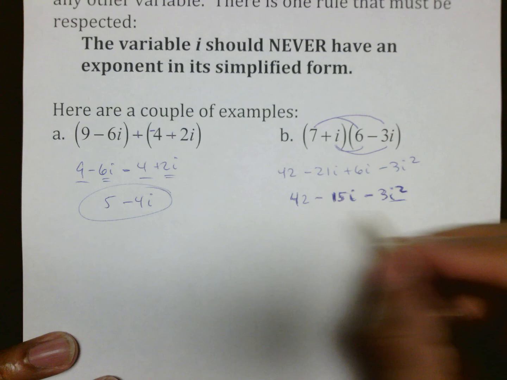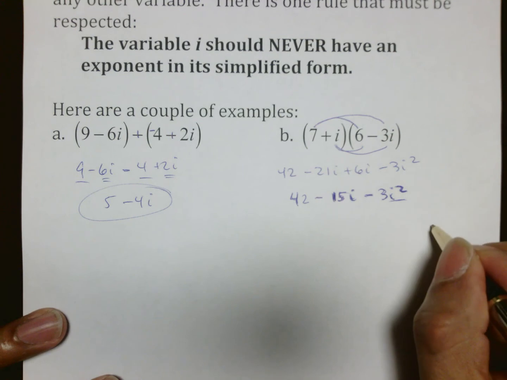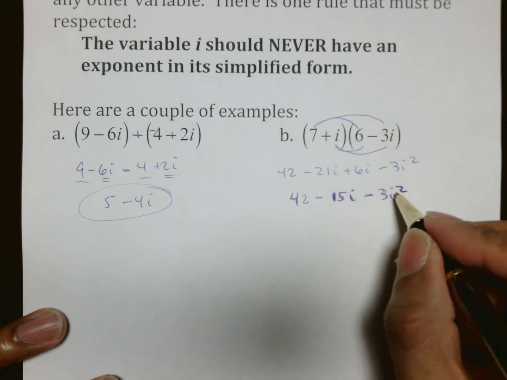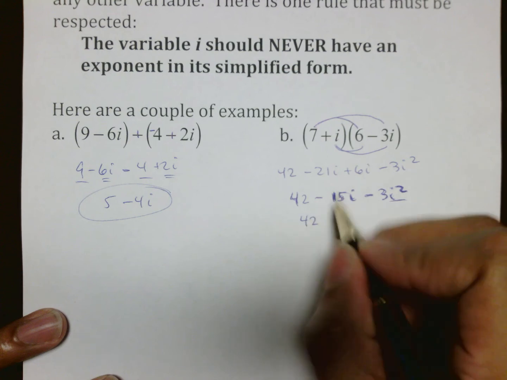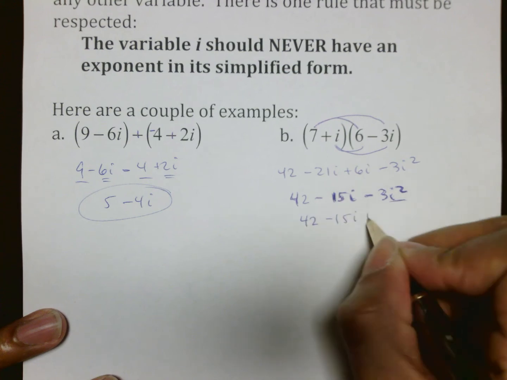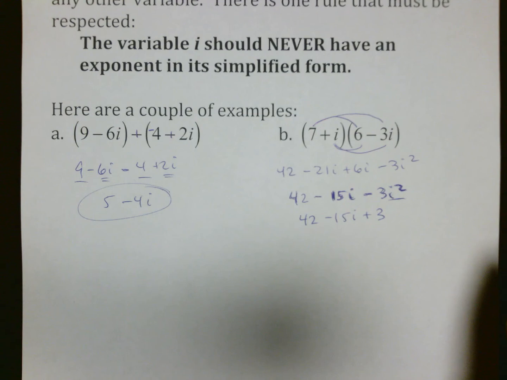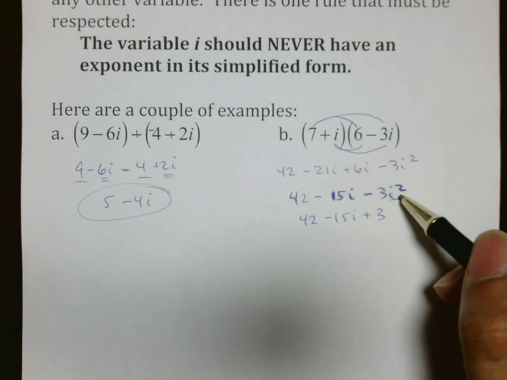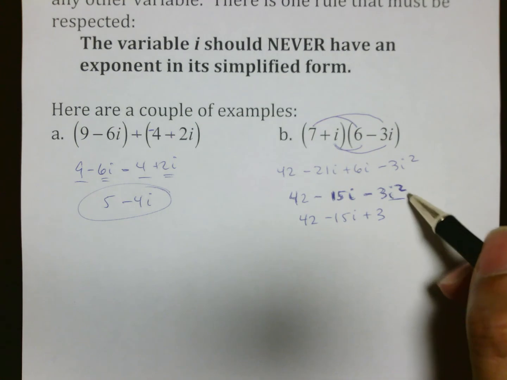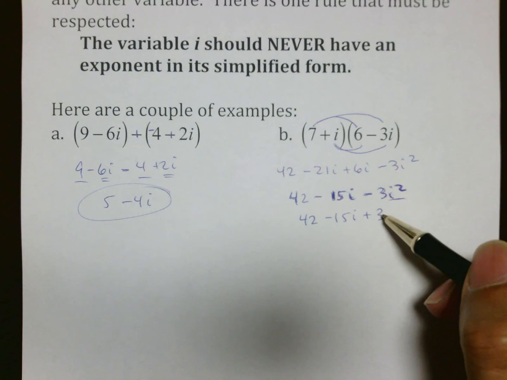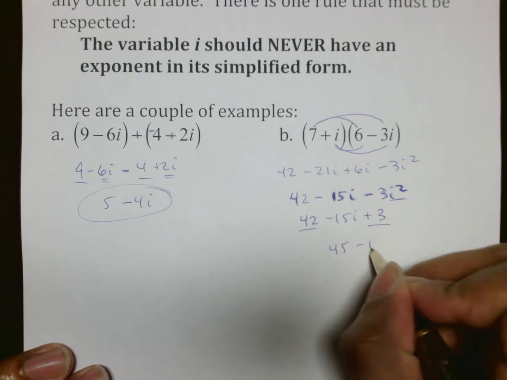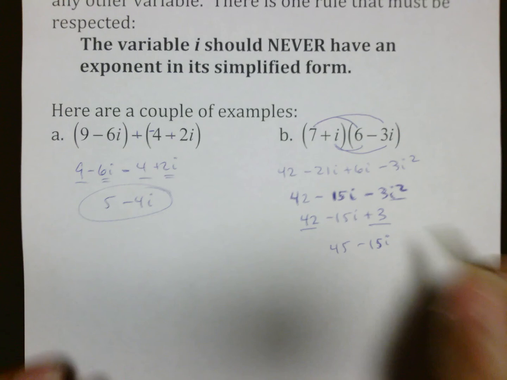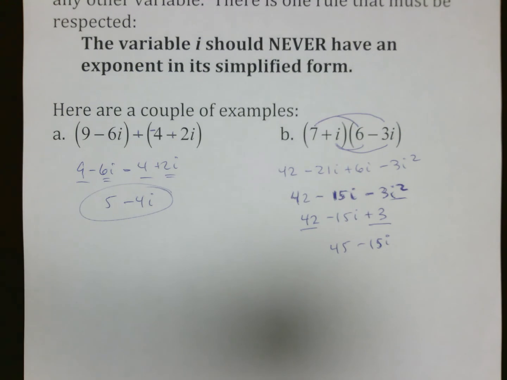And so what you end up with is negative 3i squared. If this is a negative 3 and that's a negative 1, it just turns into its opposite, which is that. Again, i squared is negative 1. Negative 1 combining with a negative 3 is going to make it a positive 3, which now gives me a like term, 45 minus 15i, which is what you're looking at.